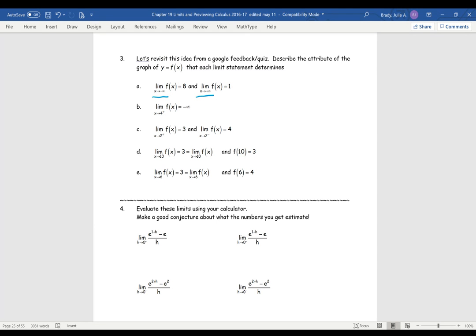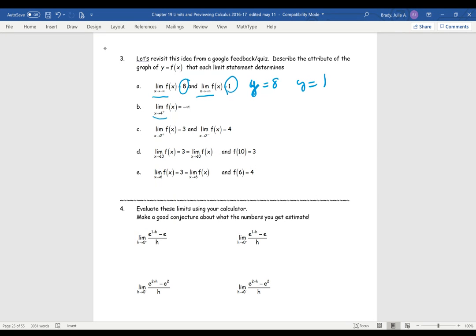If end behavior is a constant, so if you're headed towards the right, you level out at 8. If you're headed towards the left, you level out at 1. That tells you that each of those is a horizontal asymptote. Okay, what about the next one?